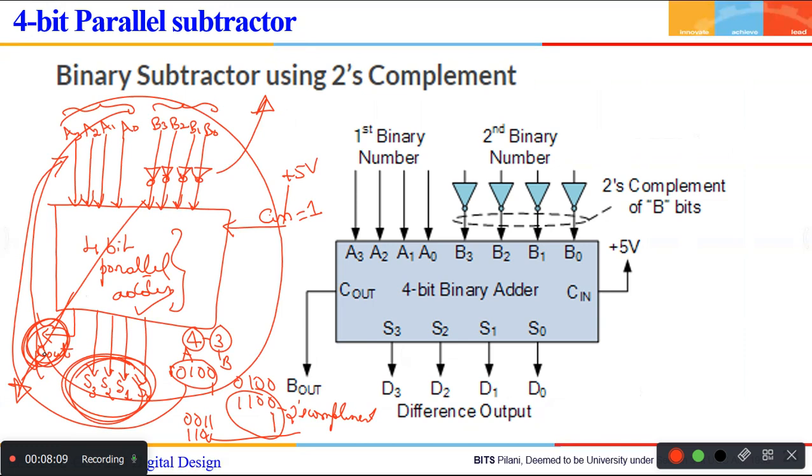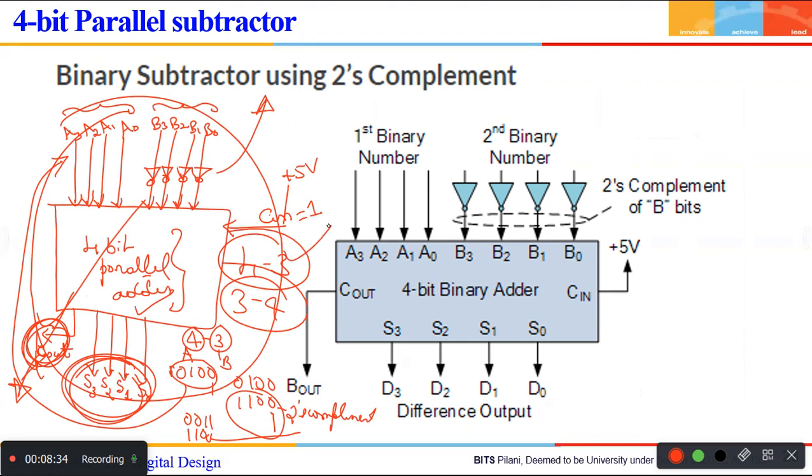See, 4 minus 3, the answer is positive, right? What about 3 minus 4? The answer is negative. You can do this 2's complement subtraction. Yesterday I did it. Just remember this. Don't forget, these things are very important. Using 2's complement, you do 4 minus 3. Same using 2's complement, you do 3 minus 4. Can you do this? You will come to know.